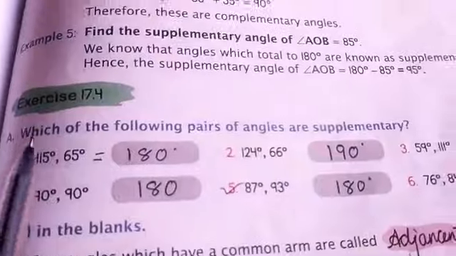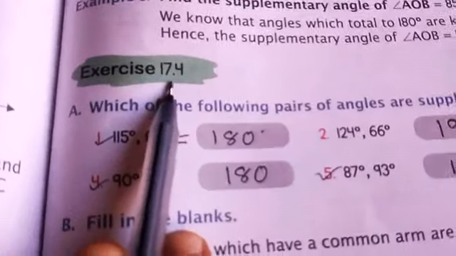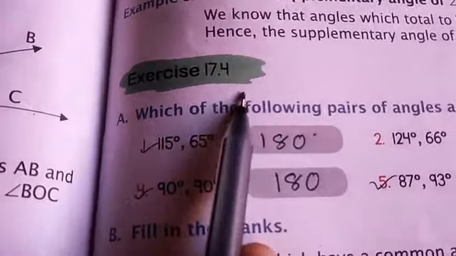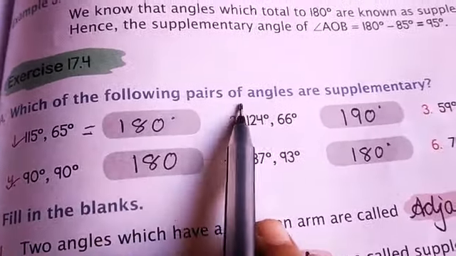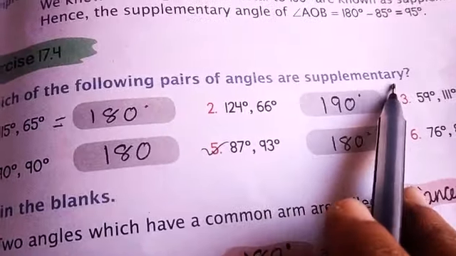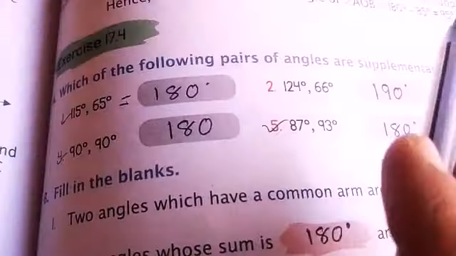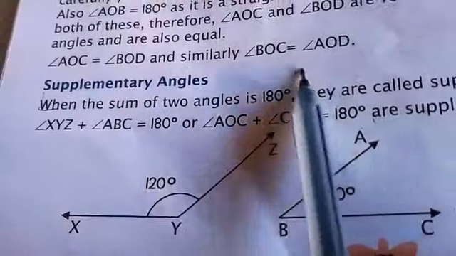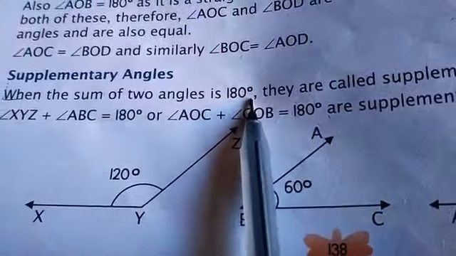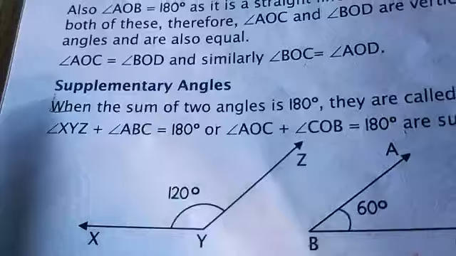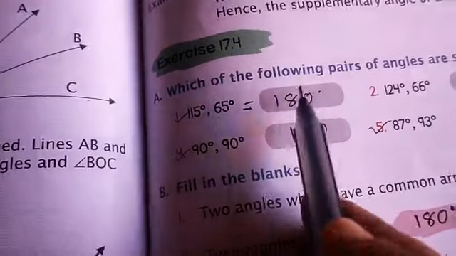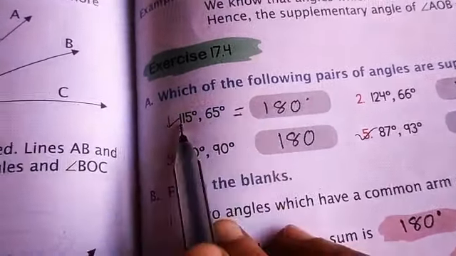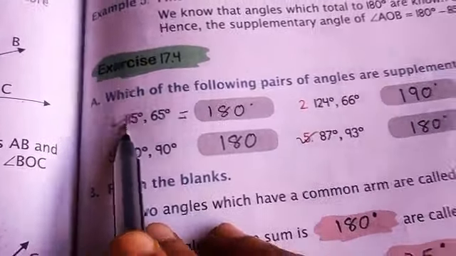Now we are going to discuss exercise number 17.4, right? So what is 17.4? Which of the following pairs of angles are supplementary? We already discussed that in supplementary angles the total of two angles should be 180. And if it is 180, then we can say it is a supplementary angle. So we will add these two numbers. 150 plus 30. The total is 180. So this is a supplementary angle.